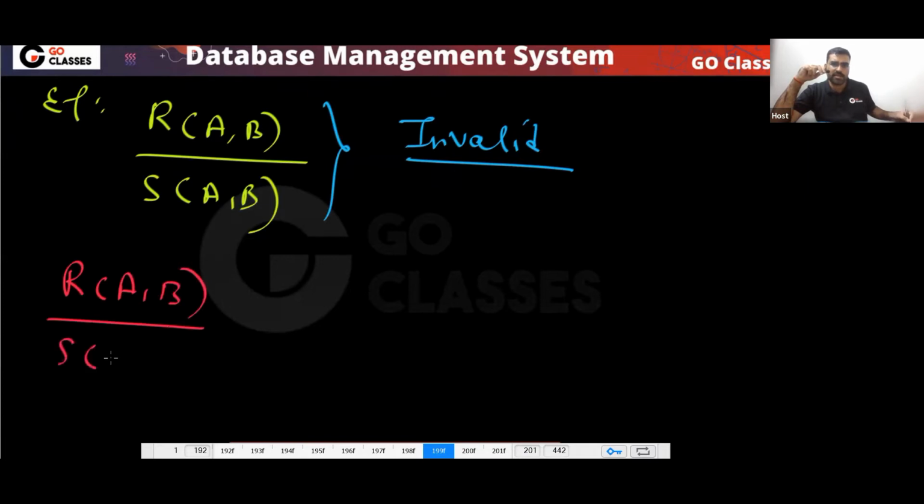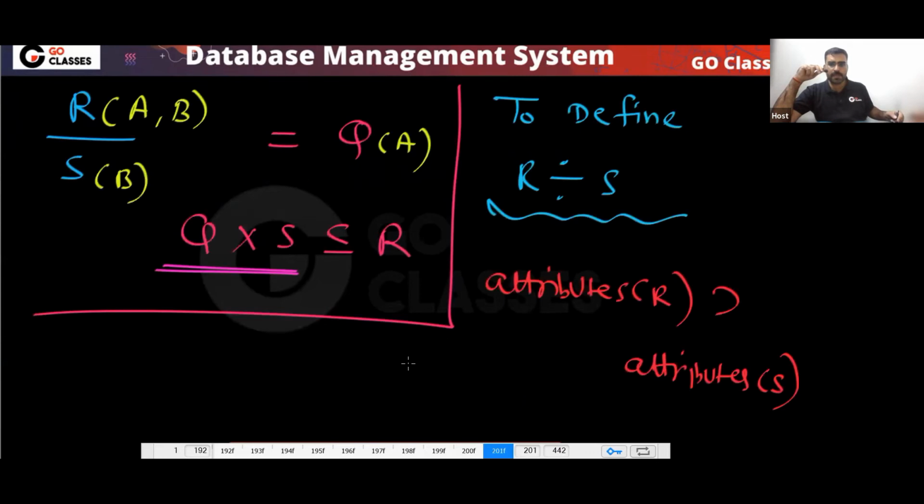This is invalid because what will be Q? What attributes will Q have? What attributes will be there in the Q? So definitely this is also invalid. So what I can say is that attributes of R must be a superset of attributes of S.